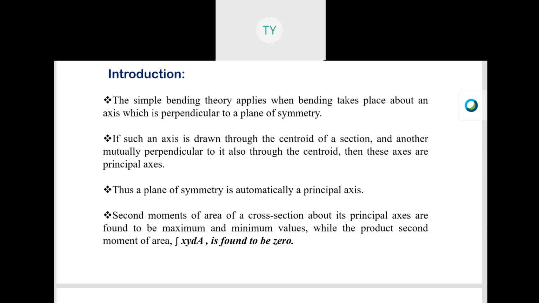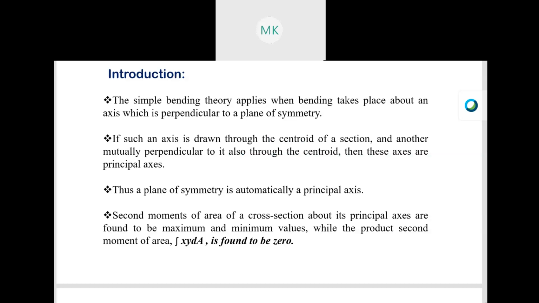It is said that the simple bending theory is applied when bending takes place about an axis which is perpendicular to a plane of symmetry. And if such an axis is drawn through the centroid of a section and another is mutually perpendicular through the centroid, then these axes are principal axes. Please remember this term. For every section, for any type of section, we know there is a centroid. So if we draw two perpendicular axes through that centroid, these axes are known as principal axes. Okay? And this is also what we can call the plane of symmetry.